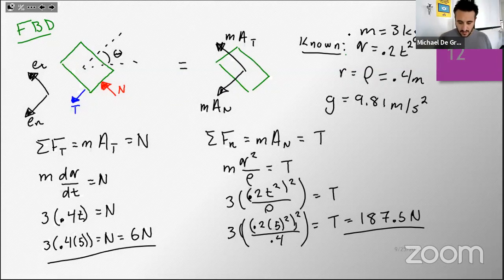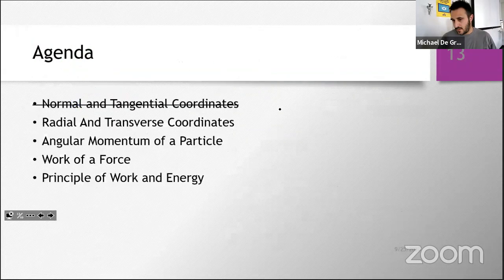Okay. You guys have any questions on this one? So again, we can exploit normal and tangential coordinate systems to get direct relationships for velocities, right? Or we can exploit what we know about velocities to figure out forces by using normal and tangential coordinate systems. Okay. All right. You guys have any questions on that before we move on to radial and transverse coordinates?